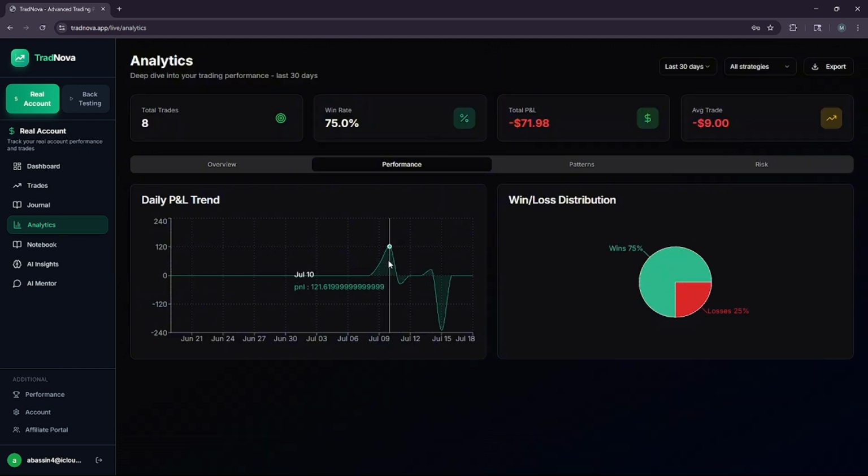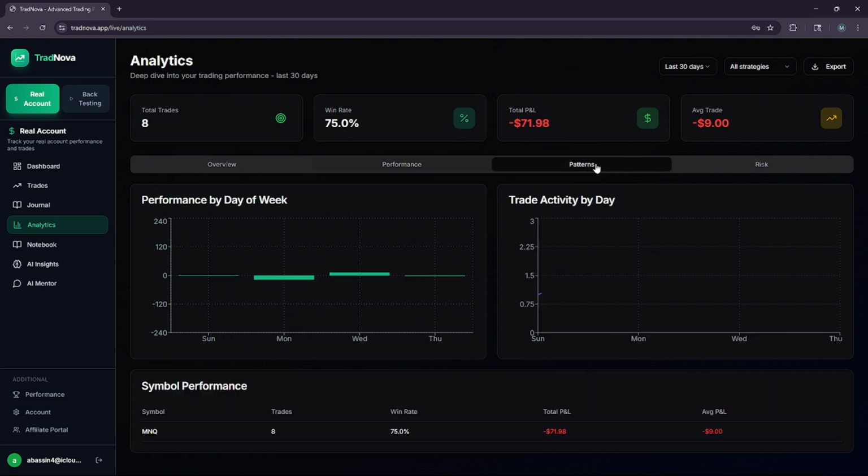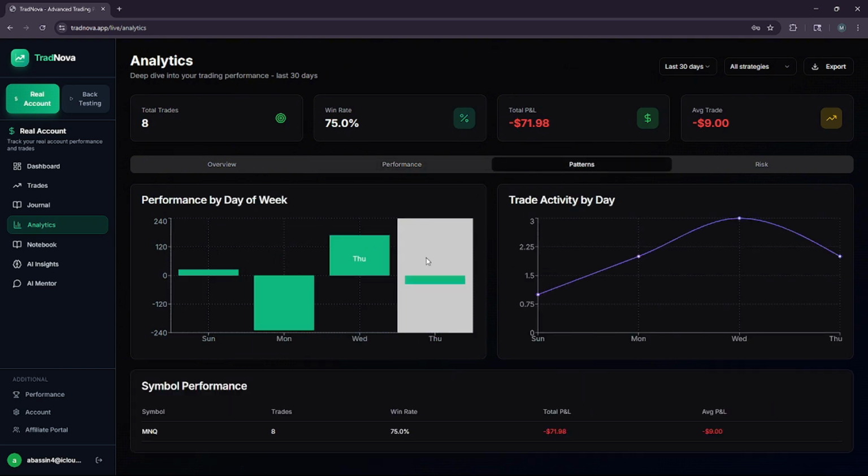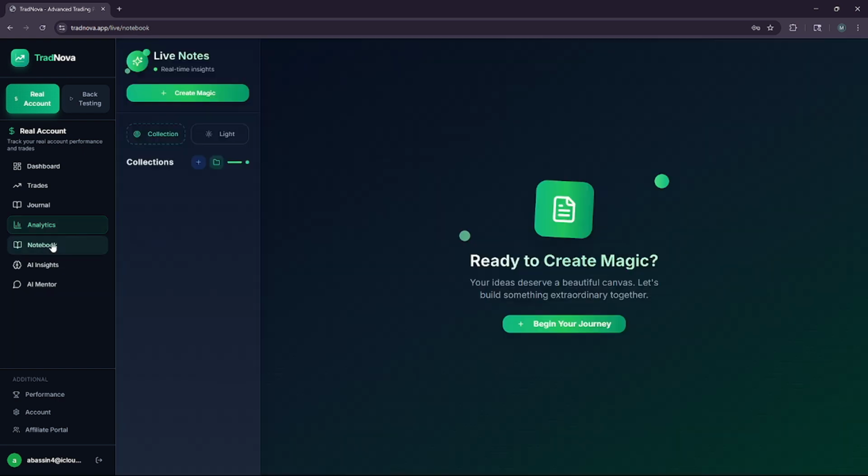So as you guys can see, it provides accurate results. Right here, win-loss distribution, accurate performance day by week. It gives you all this data. Very easy to use. The app overall is very easy. It's not very complicated to look at. It's very simple. Right here, I have all my stuff.